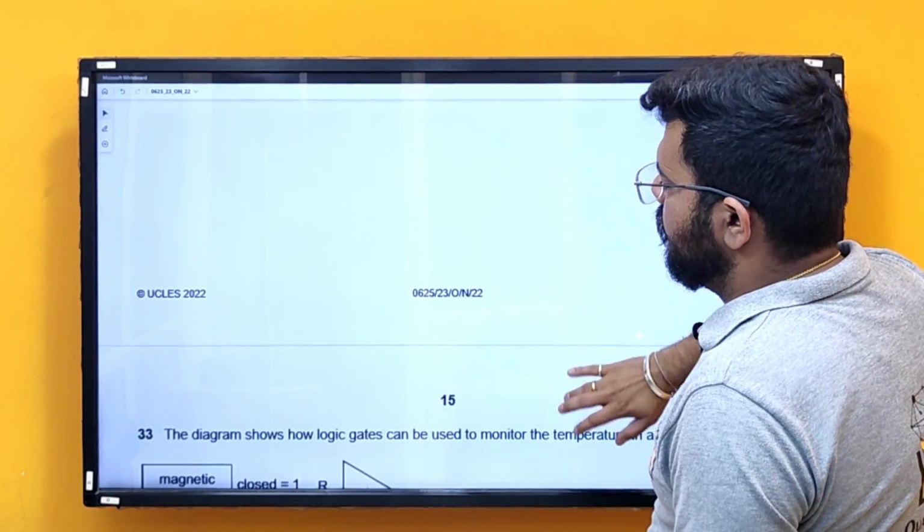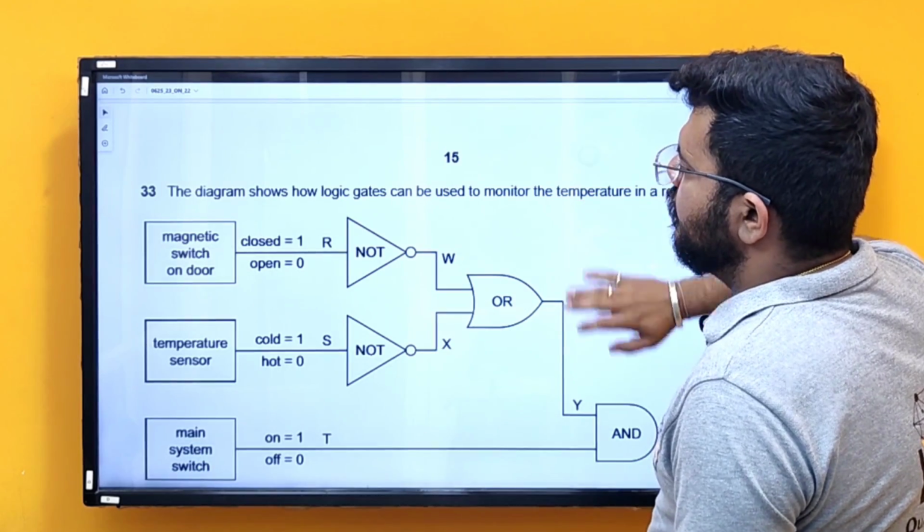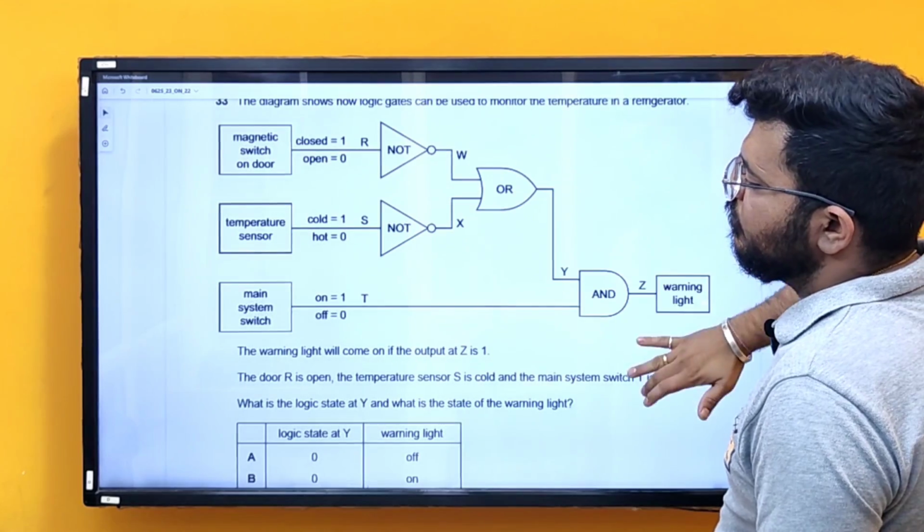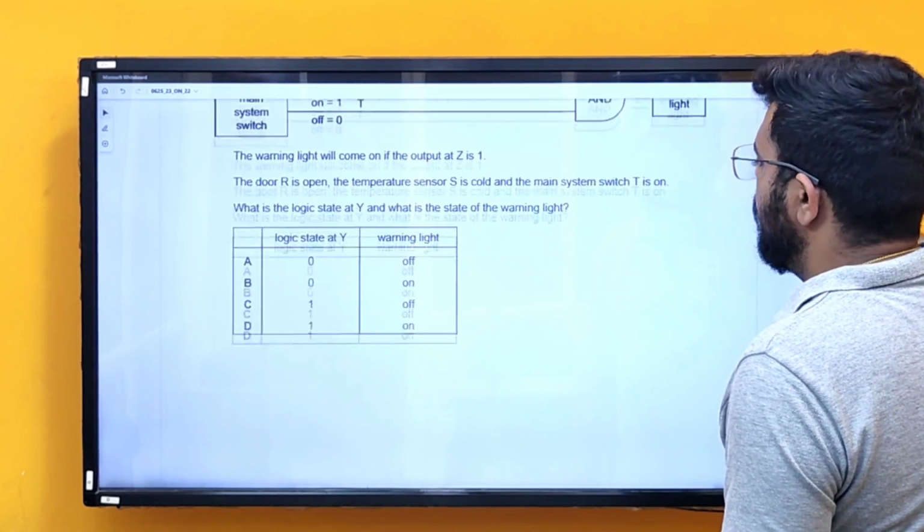Then we have question number 33, which is not in the syllabus from 2023. So let's not even think about such a question.